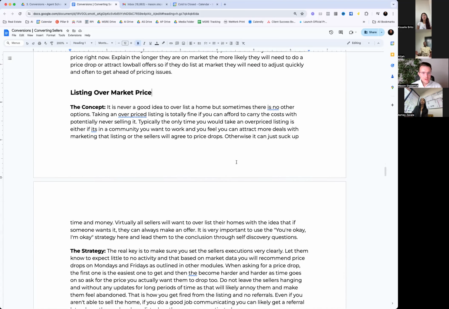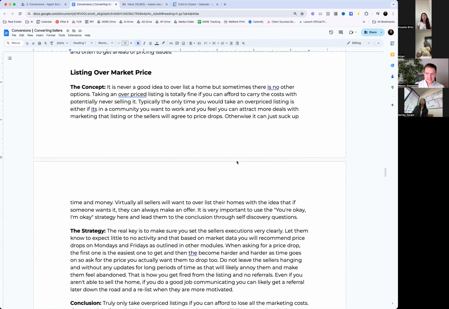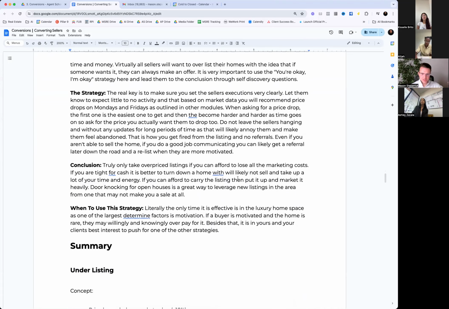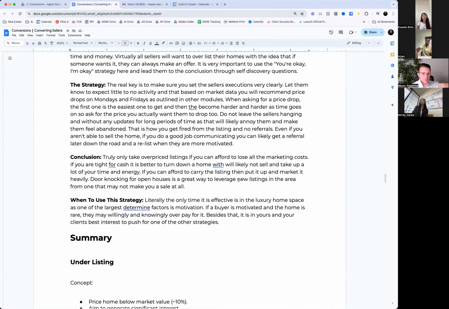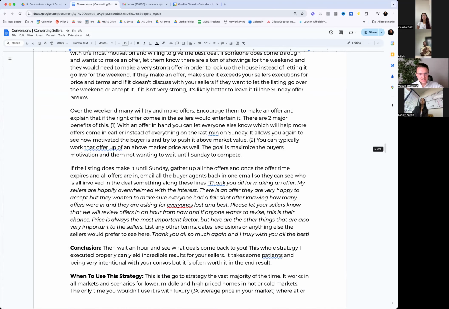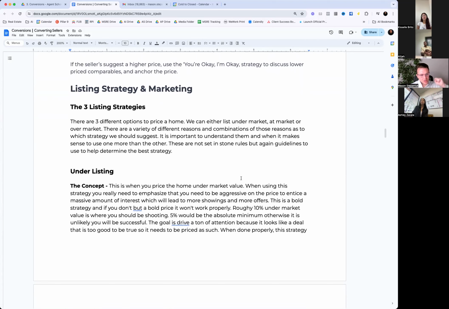Okay. And then the third strategy is listing over market price. And again, it's never a good idea to overlist a property for most products. Okay. So I'm talking like condos, single family houses, and townhouses. However, you can use it with more luxury type home spaces where you're dealing with a very specific type of buyer with larger motivations. But in most cases, guys, listing under market value is going to serve you better.